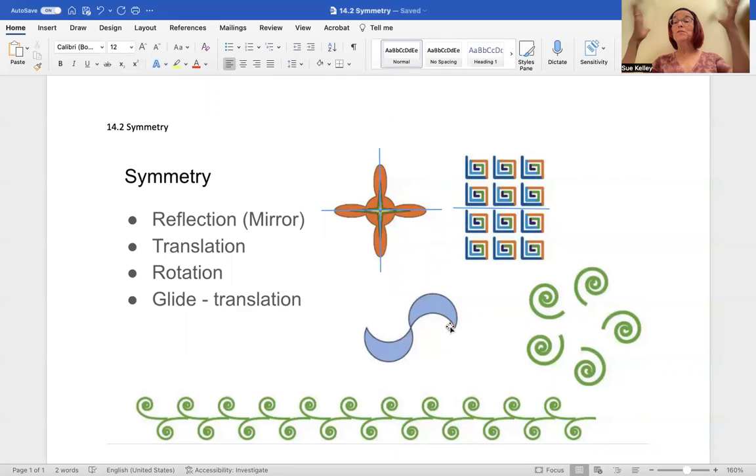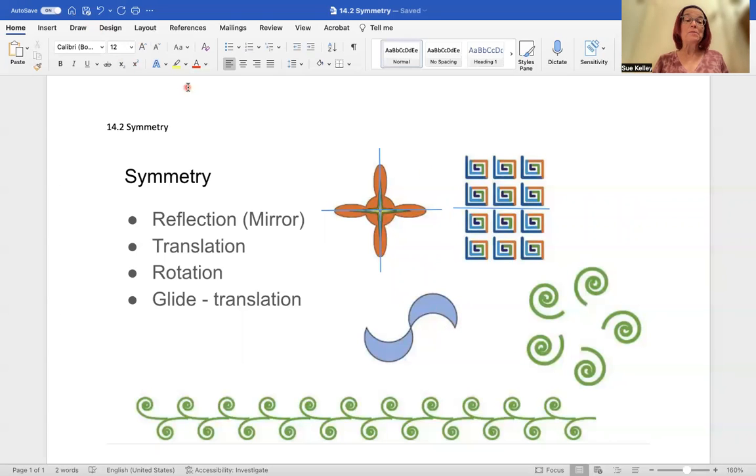So not only do we fold things in half to become symmetrical, we can translate them to show symmetry, or we can rotate them to show symmetry. So just like we had multiple ways of translating or transforming our shapes or moving them, we can also see symmetry in this way.